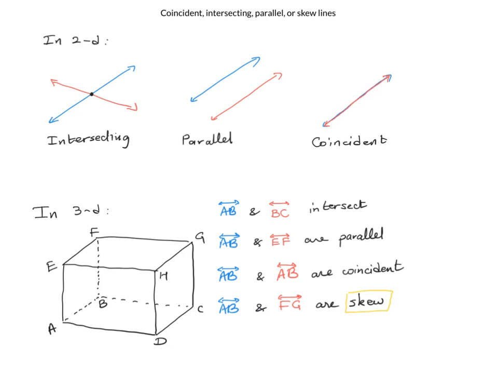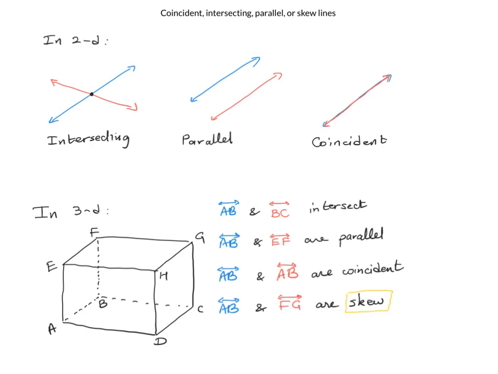Now in 3D, there's actually a fourth possibility. So I want to talk about that. In 3D, intersecting lines, for example, AB and BC intersect at the point B. Parallel lines, well, AB and EF, for example, are parallel, and they obviously won't intersect. AB and AB itself are going to be coincident, so that's coincident to itself.